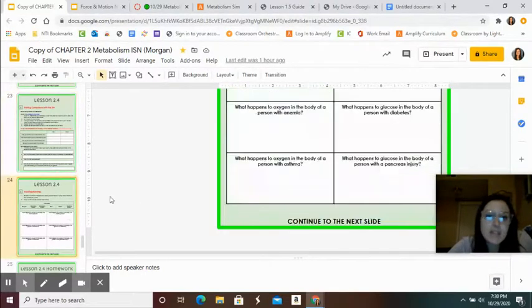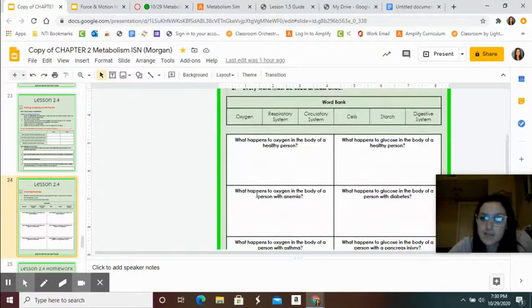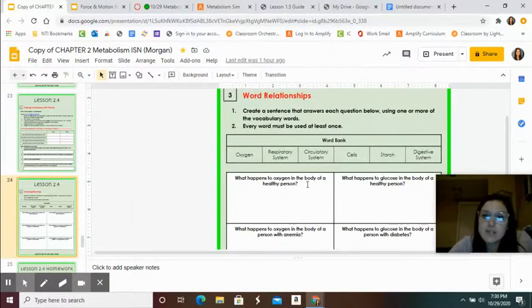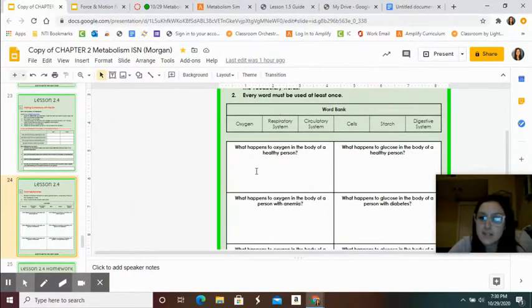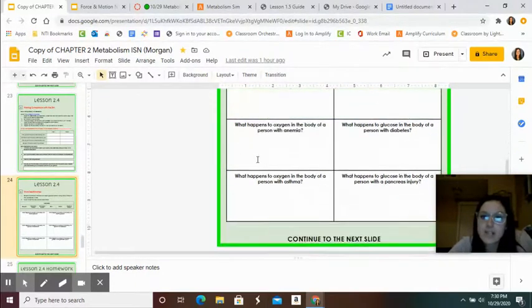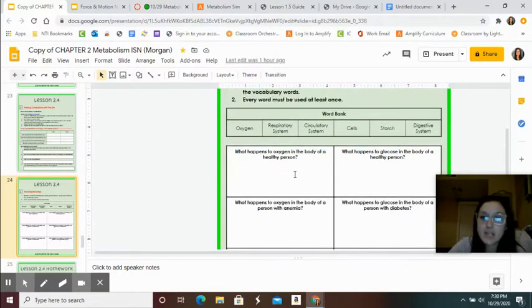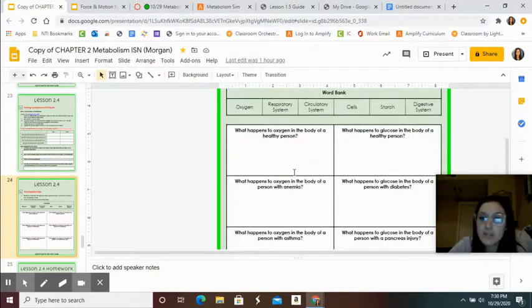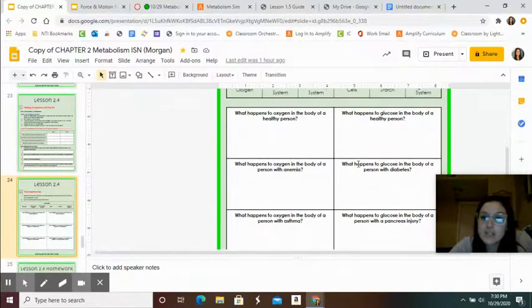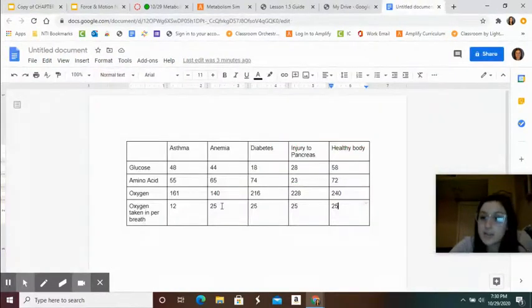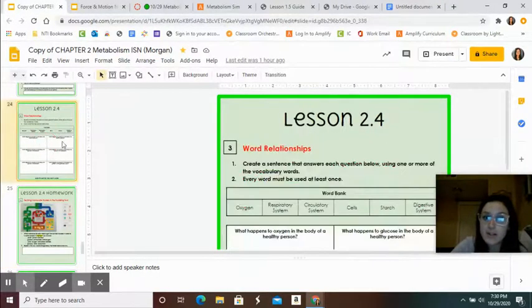The other thing that we did, which I assigned pretty much both classes as homework because we didn't get to it in class, was you are going to create one sentence, and it only needs to be one, to answer each one of these questions. And it's a great review. You have this word bank up here, so it shouldn't take you very long, but this is going through each of our molecules, our oxygen, our glucose, and that chart I showed you can help you answer those questions as well. And this is something we'll go over in class on Friday too.